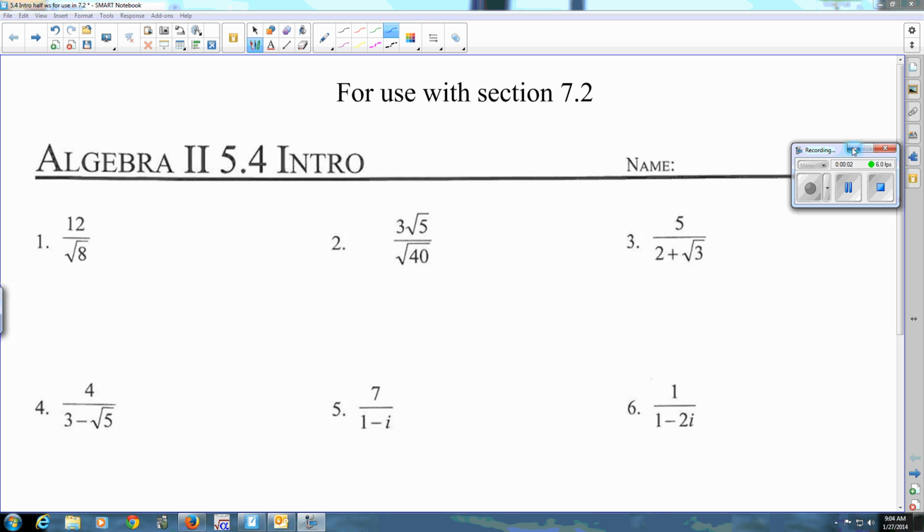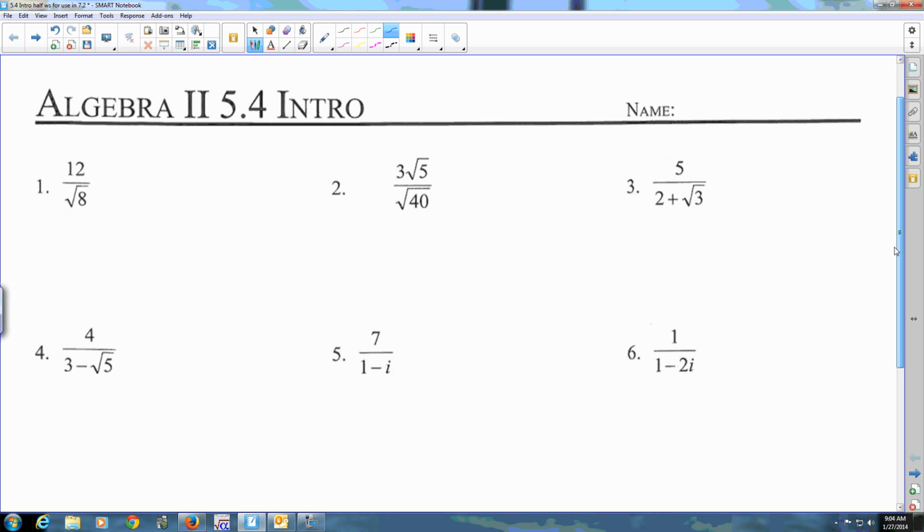Alright, you guys, this one's going to be shorter than the first introductory one. I'm using a worksheet from back in section 5.4 from last semester to help you with section 7.2. Again, you're going to have to reduce these radicals and rationalize. The bottom ones certainly are a little bit harder, especially once they start involving i. But this is the basic, most foundational ones.